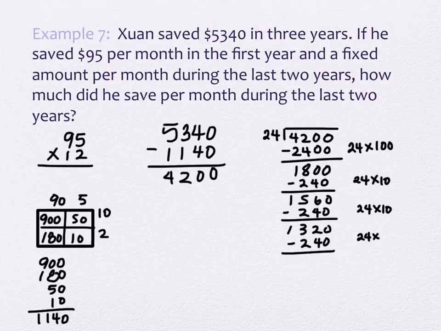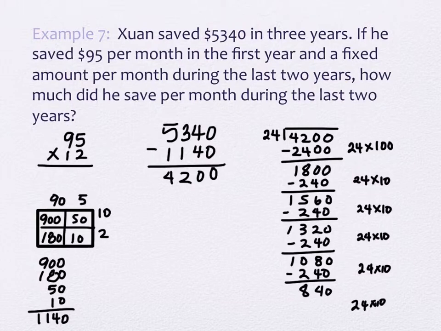And every time you're doing it, you're writing down what you're actually subtracting, because we're going to use those to add them up at the end, right? So I've written down 24 times 10 3 times so far. Let's see. This would be, is it 1,080? Okay, 240. 840. It's another 24 times 10. I'm at 600.